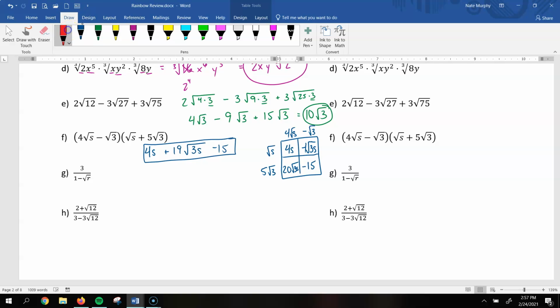All right, let's look at letter G. With letter G, I have two terms in the denominator, so we're going to multiply by its conjugate, 1 plus the square root of r. I have to multiply the top and bottom by 1 plus the square root of r.